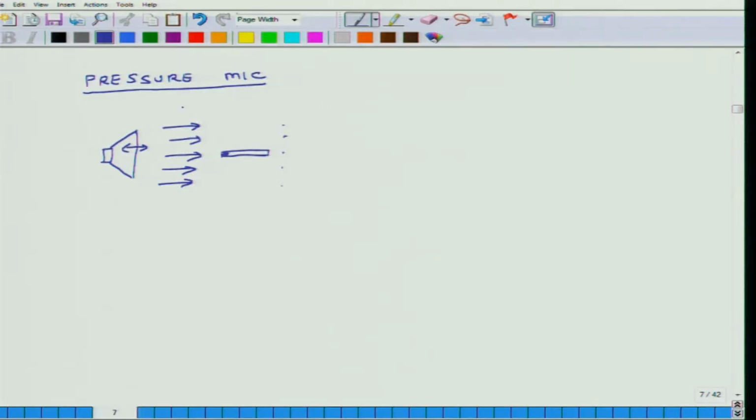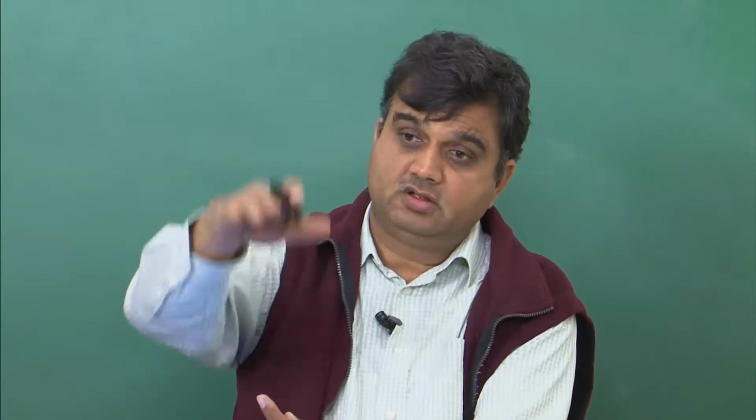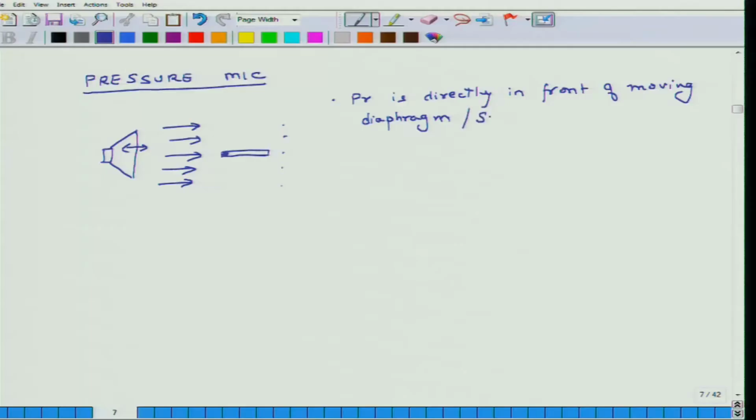So this is the application for a pressure mic, where pressure is directly in front of moving diaphragm. An example could be a wing of an aircraft which is fluttering like this, and you want to put a microphone here. So it is same kind of a situation. It doesn't have to be speaker all the time, you know. So diaphragm or source.